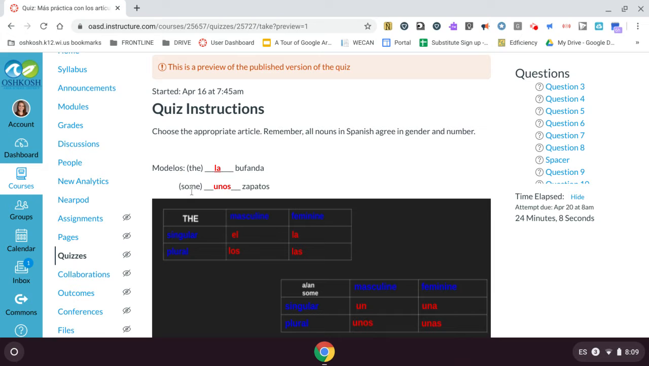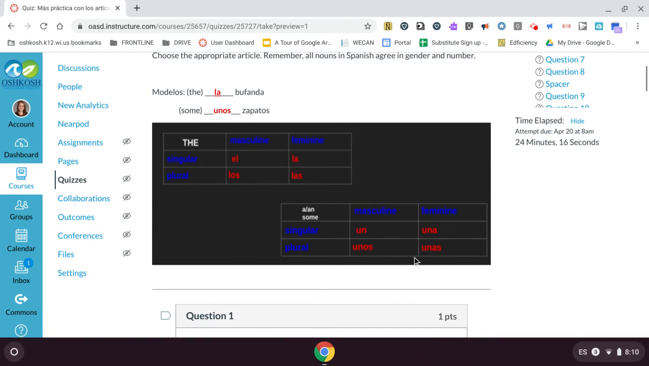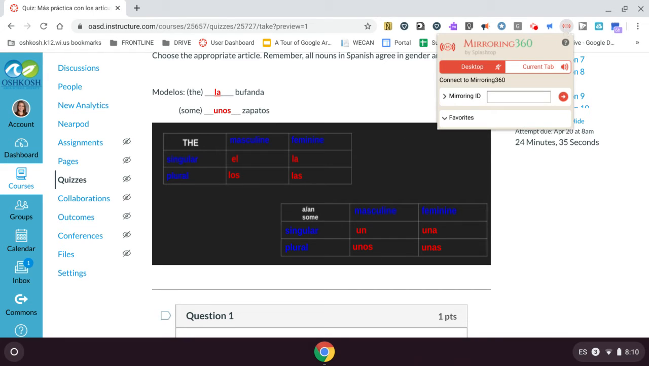Down here we have some. So now we want to say some zapatos. So we cannot use this top chart because this top chart is all about the. So we know that we are going to use this bottom chart to figure out how we would say some zapatos. So some is a big hint there. It's telling you that this word is already plural. So not only do you know it's plural because it says some, but we also know it's plural because it ends in an S.